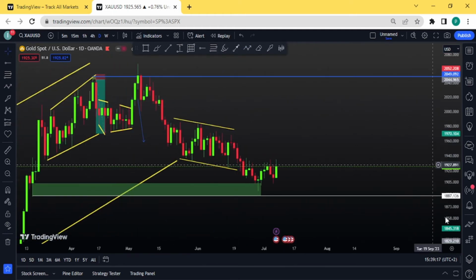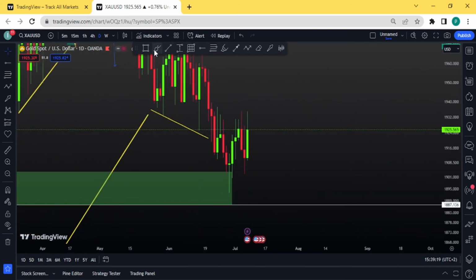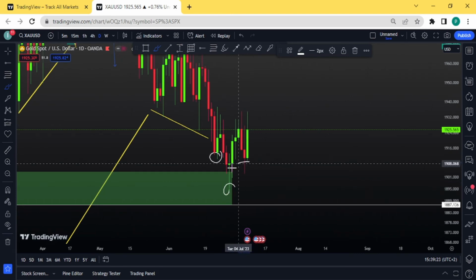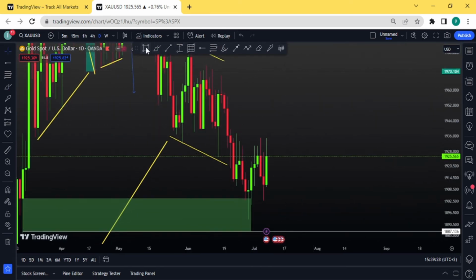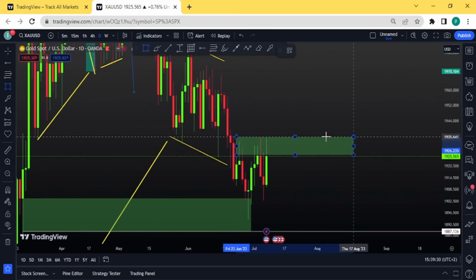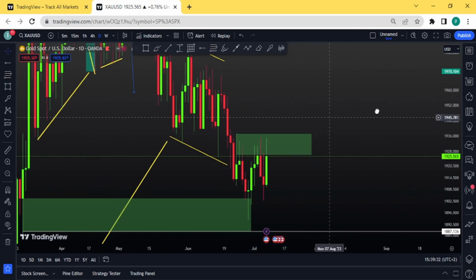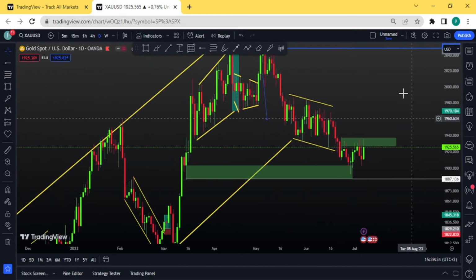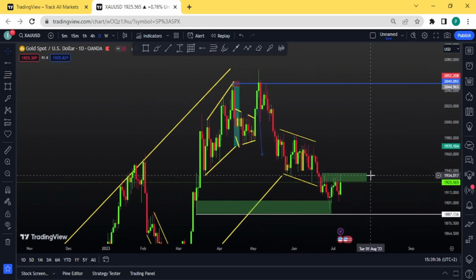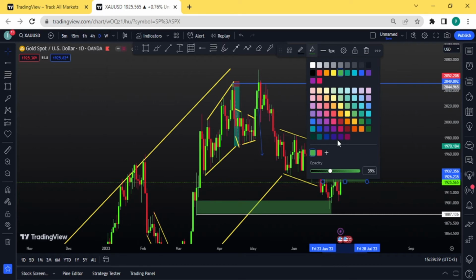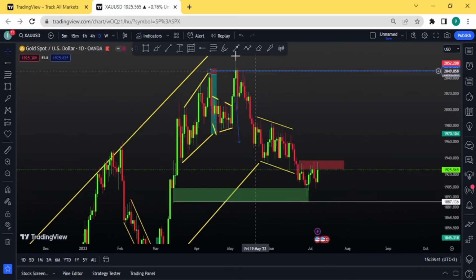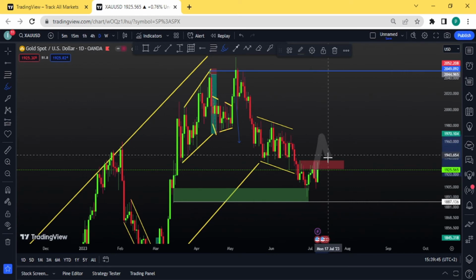We are having our left shoulder here, our head, and a right shoulder. So what we need to do is wait for price to break this neckline here. In this case, it's going to be a resistance. So once price breaks that neckline and comes to give us a retest, we can look for longs.